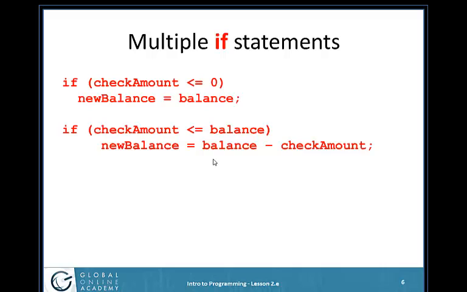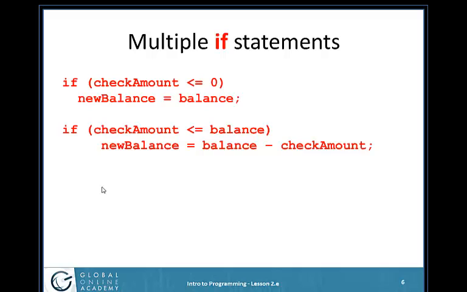But do they do what we really want? Suppose that my balance is $100, the check amount is $50. Let's walk through this and see what happens. If the check amount is less than or equal to 0, well, it's not because it's $50, so I won't do the statement that says new balance equals balance. Then I'll see, is the check amount less than or equal to balance? Since it is, check amount was 50, balance is 100, I'm going to then say my new balance is that $100 minus the 50. Perfect.